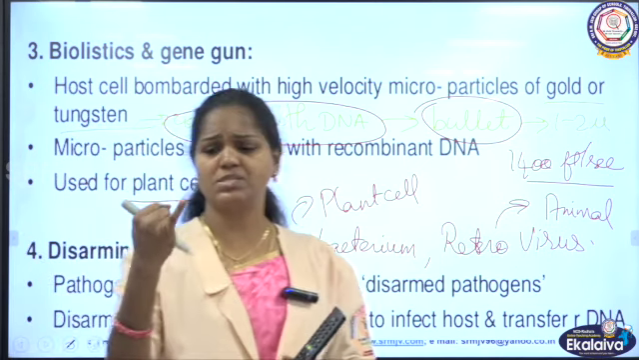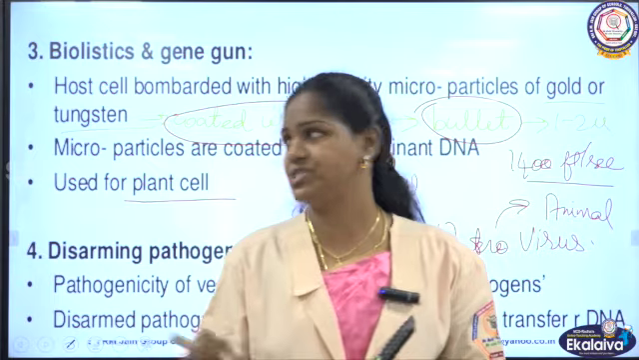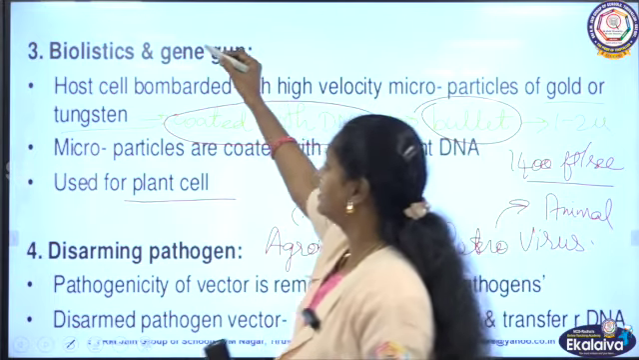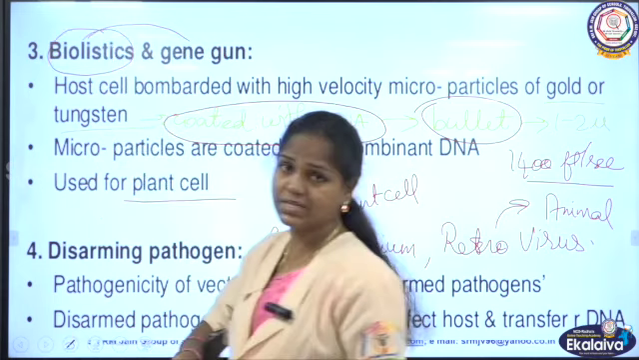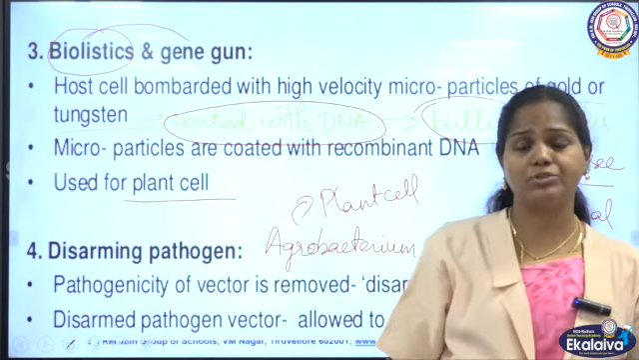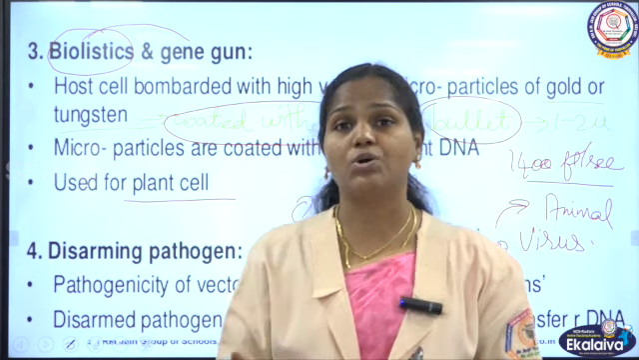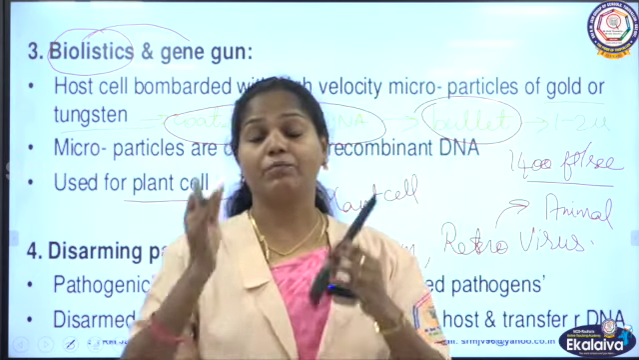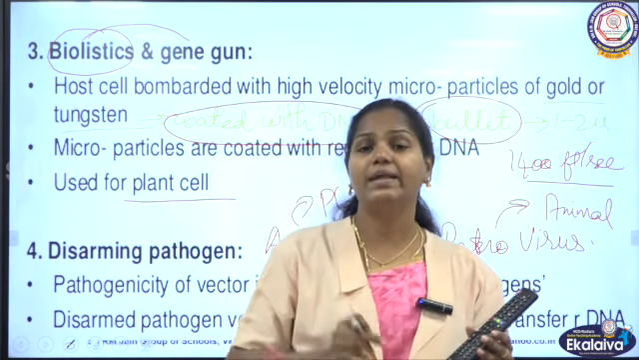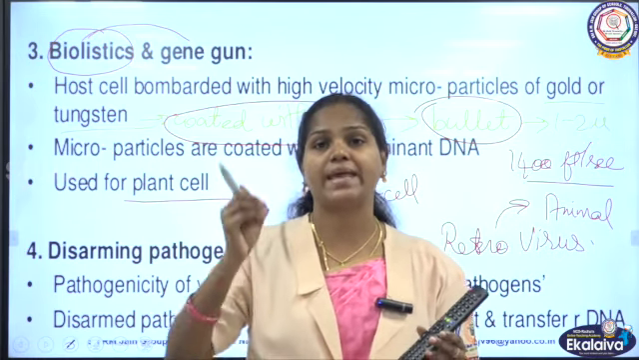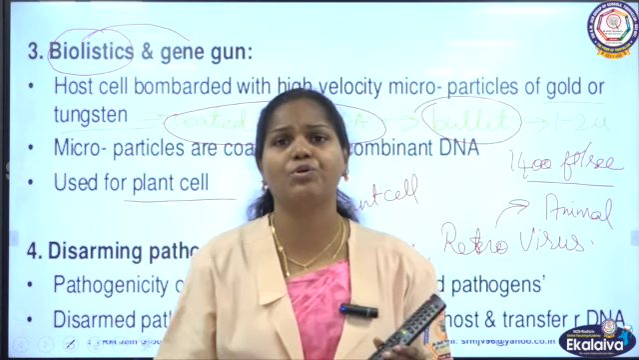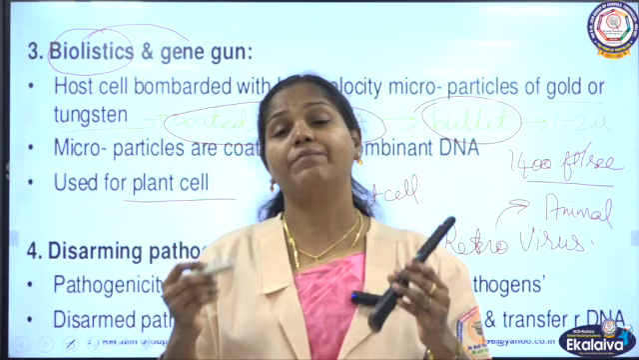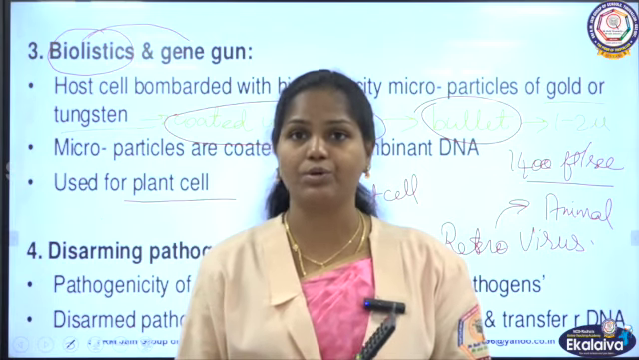In addition to these, micro injection, electroporation, and the biolistic or gene gun method, commonly called the biolistic method, and this disarmed pathogen method can otherwise be called vectorless gene transfer. Even without the use of a cloning vector, an intact foreign gene can be directly introduced into the host cell using all these methods. So we can call them vectorless gene transfer methods also.